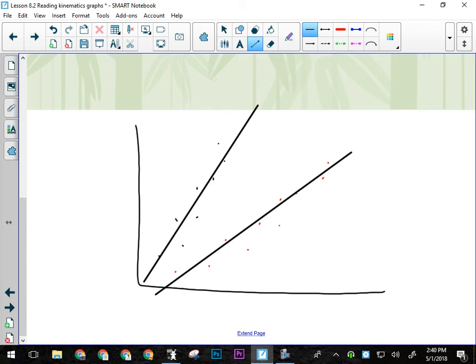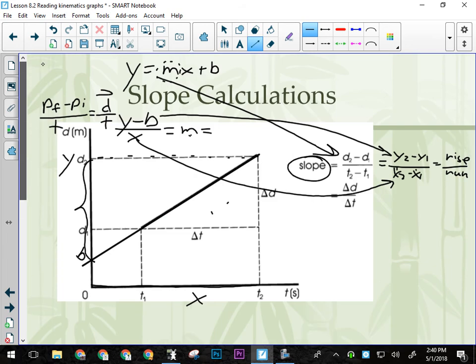That's the kind of stuff we're going to be doing tomorrow. Now, if I calculate the slope of these lines, that would be the velocity of the cars because it would be their displacement divided by their time. All right, so calculations are important, but like I said, more important is being able to look at a graph and interpret what the graph is telling us.